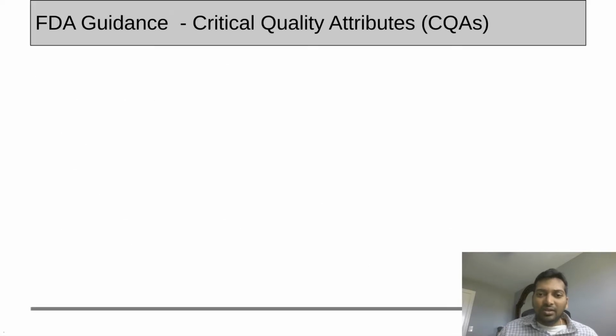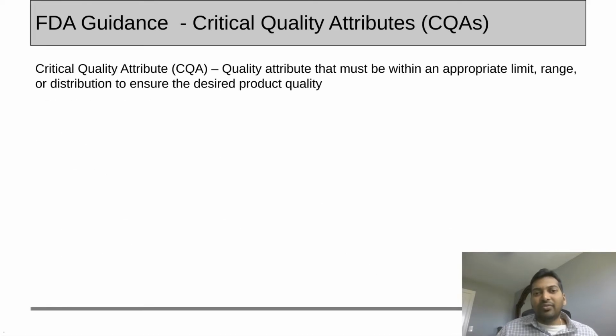So looking at critical quality attributes from an FDA guidance point of view, a critical quality attribute can be defined as a quality attribute that should have an appropriate range, a specific limit, or a distribution that will ensure the product quality. So it very critically defines the quality of the product.